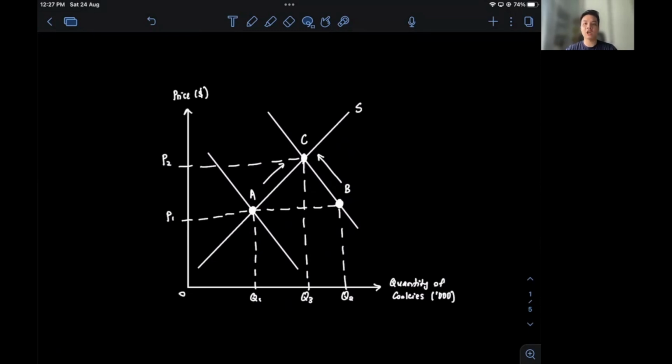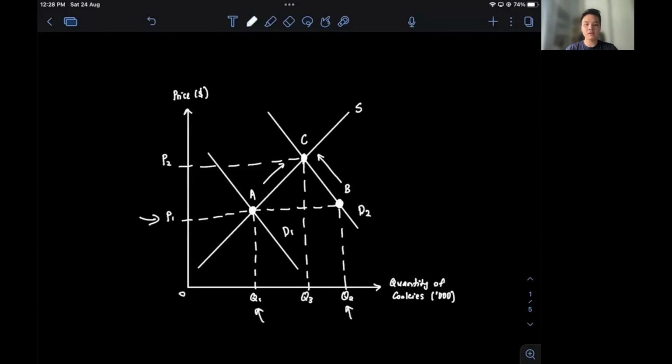And because of this change in taste and preference, the overall demand for your vegan cookies increases. And this is reflected in the rightward shift of the demand curve from D1 to D2. So this is over here, from D1 to D2. And as we see at the initial price at P1, there is now a shortage, right? Because the quantity of cookies demanded at Q2 over here is higher than the quantity of cookies supplied at Q1.